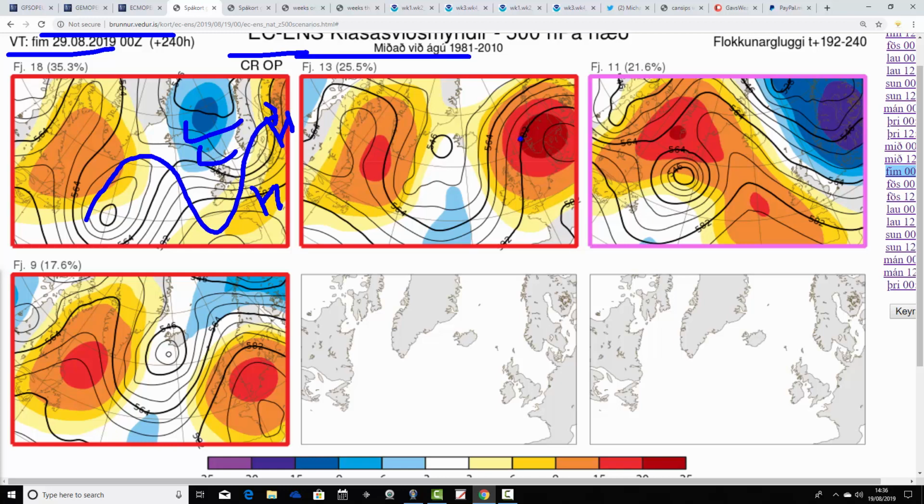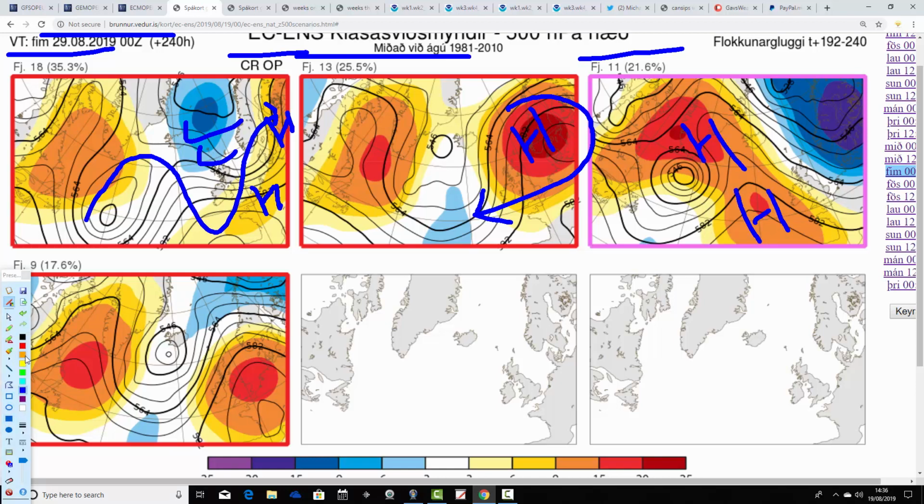Then we have 13 members of the ECM ensembles with high pressure just sitting to our east. That's a drier, warmer option, bringing the wind from the east under high pressure conditions. We have 11 that have a mid-Atlantic ridge going up towards Greenland and a trough of below average height sinking through Scandinavia. That's sort of what the GFS operational run was showing. That would be pulling down, or hinting at, let's say, with the GFS operational run, cooler winds from the north and from the northwest.